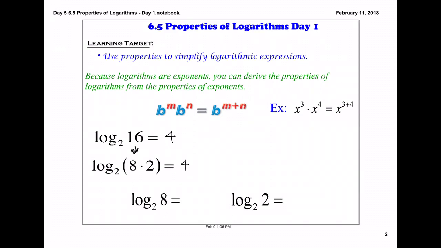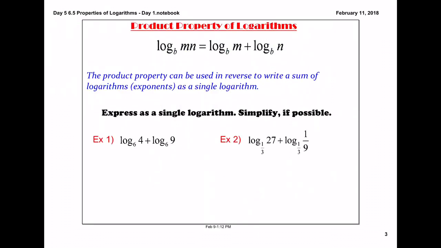We can also separate that into two logarithms. Log with the base 2 of 8 is equal to 3. Log with the base 2 of 2 is equal to 1. And when we add 3 plus 1, we also get 4. The product property of logarithms states that if you have a log with a base b of m times n, that is equivalent to log with a base b of m plus log with a base b of n. The product property can be used in reverse to write a sum of logarithms as a single logarithm.